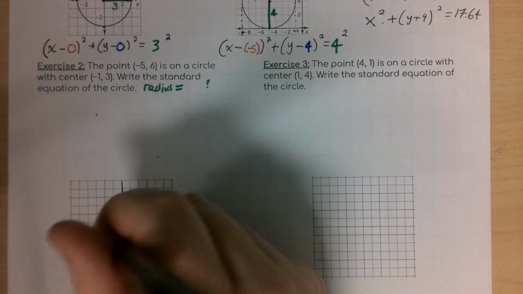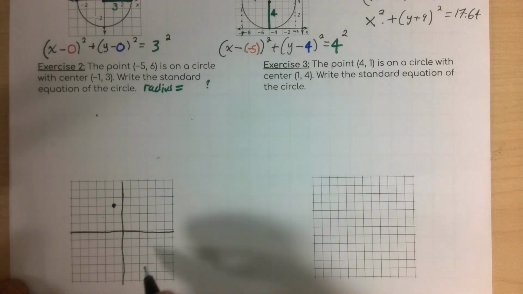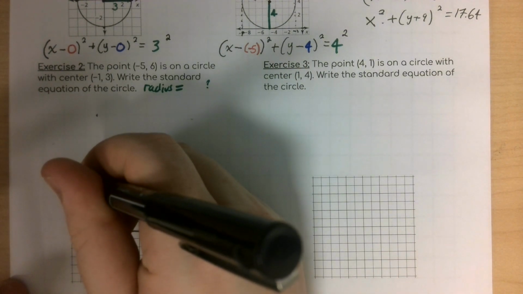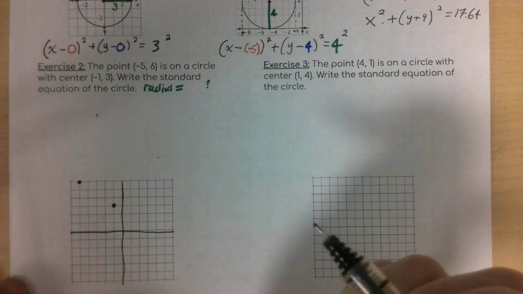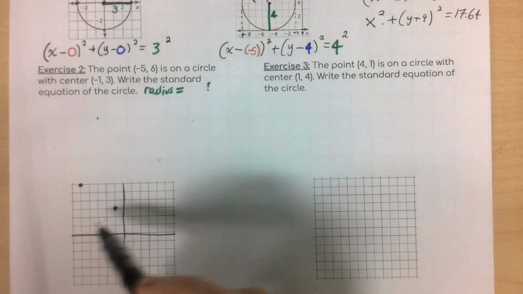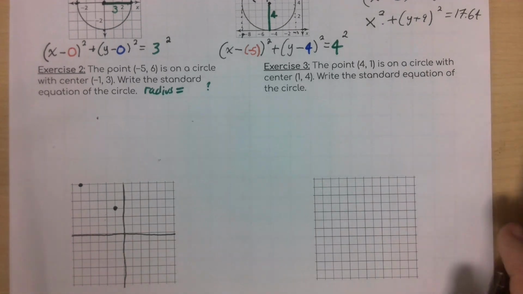Here, we have the point negative 1, 3, so right here. And we have a point negative 5, 6, which is going to be all the way up by the top. Notice that because our circle is sort of by the edge here, it's probably going to go off the page a little bit. And that's okay.